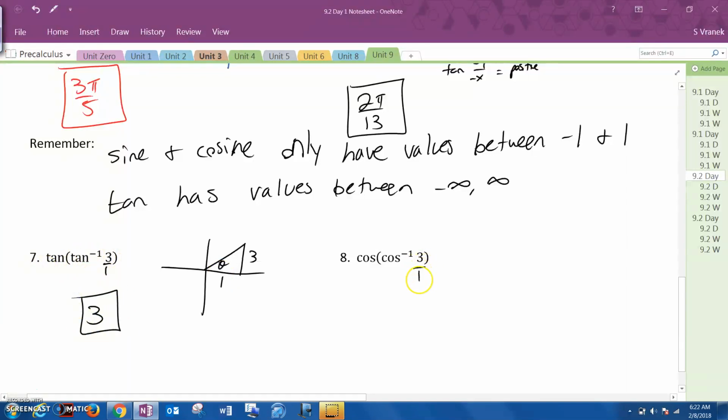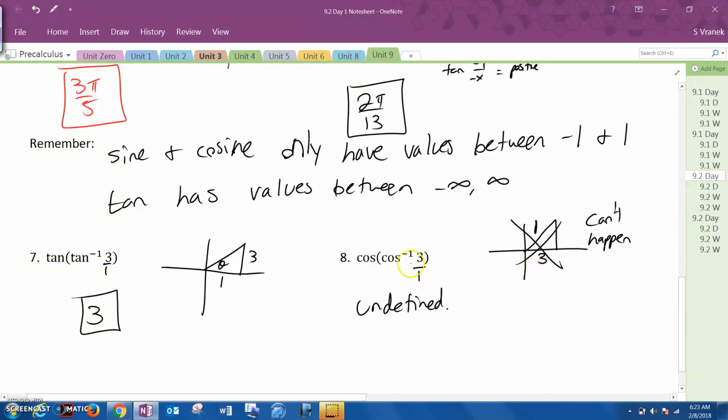This is where the problem comes in. This is saying cosine inverse of 3 over 1. Cosine can't be 3. There's no triangle that exists, and I'll show you why. If I draw a triangle, it's saying that the adjacent side is 3 and the hypotenuse is 1. That can't happen. You can't have a triangle where the hypotenuse is less than one of its sides. So this is undefined.